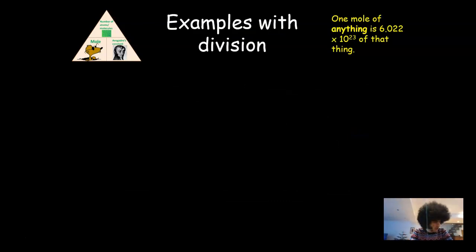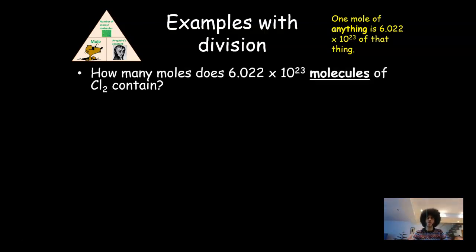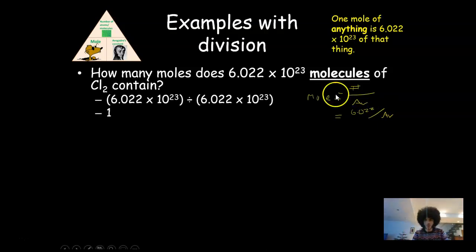Now, you might be asked to do some division. This is quite rare, but it sometimes happens. So for example, you might be asked for the number of moles in something. So the question here is, how many moles does 6.022 times 10 to the 23 molecules of Cl2 contain? Now, if you look at our equation here on the top left, mole equals the number of atoms or molecules, I'll just put hashtag, divided by Avogadro's. Now, in this case, I've got 6.022 as the number. So it's going to be 6.022 divided by Avogadro's constant, which is, in this case, the same number, so it equals 1. So that many molecules is 1 mole, which is what you'd expect.